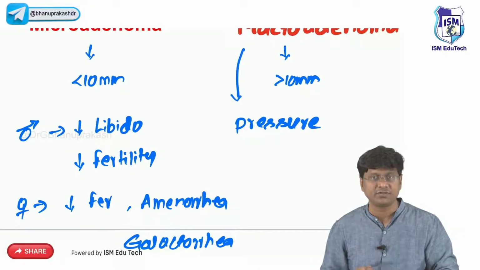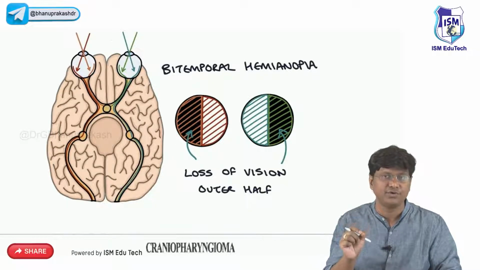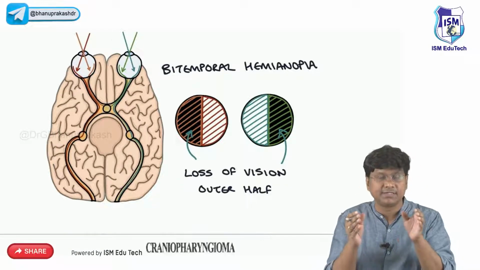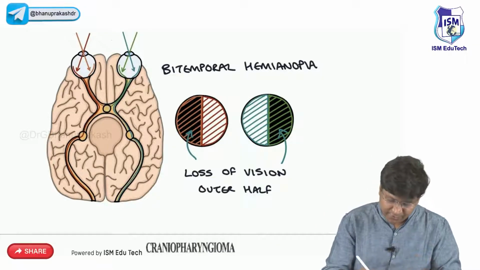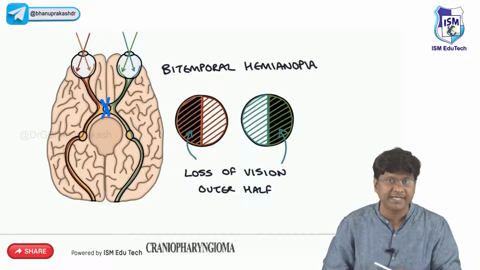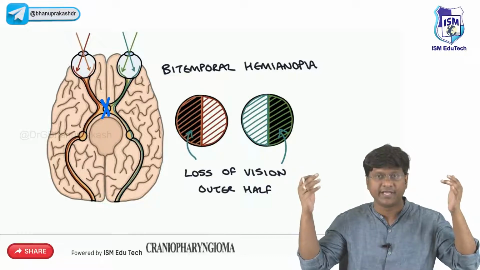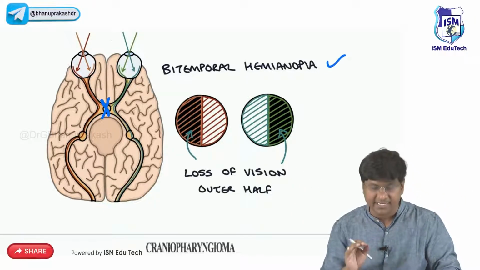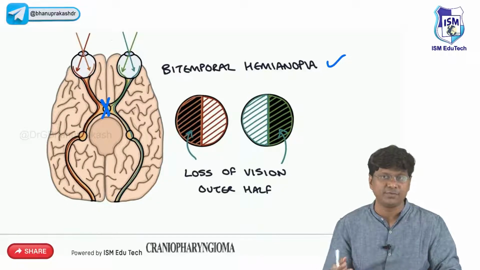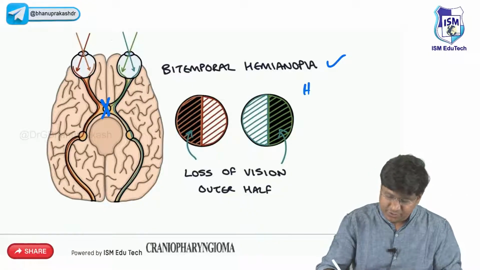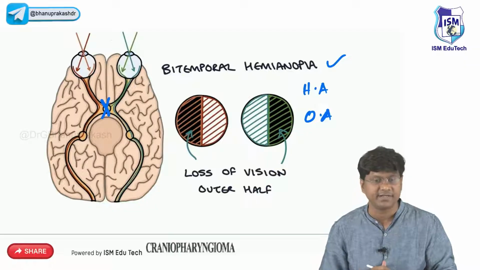What will be that pressure effect on the surrounding structures? In macroadenoma of prolactinoma, the tumor will be compressing the central part of the optic chiasma. The central part of the optic chiasma brings the vision from the temporal areas. That is the reason the individual will have bitemporal hemianopia. Along with that, because the tumor size is larger, the individual will have a headache and can also have optic atrophy, because of raised intracranial pressure.